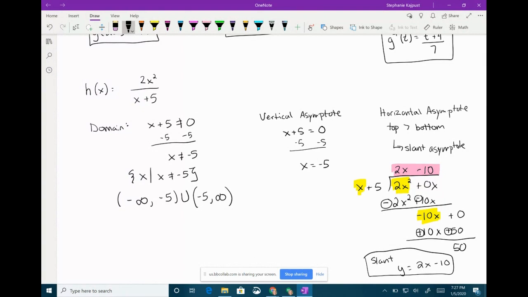Are there any questions on the rational function here? I'm good on that. Okay, Joseph, I know you came in as I was going through that slant asymptote. Do you have any specific questions on anything?